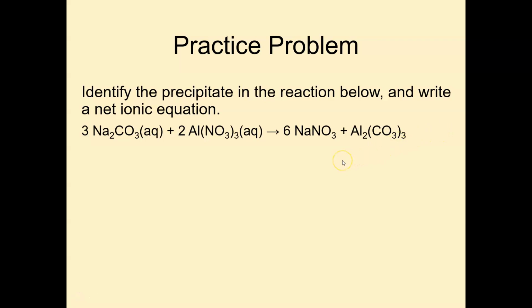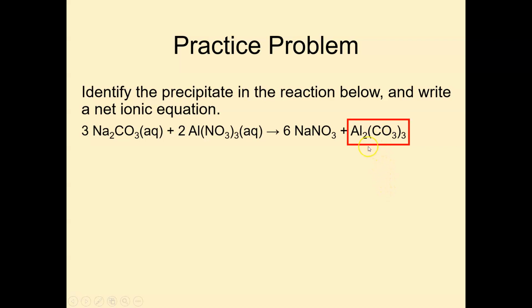Okay, let's see how we did. So the first thing to do is to identify the precipitate. We're going to look at our two products here, sodium nitrate and aluminum carbonate. Sodium nitrate is soluble because of both rules 1 and 2. It contains sodium and nitrate, which are always soluble. Aluminum carbonate: one of the rules taught us that carbonates are not soluble in water unless the cation is ammonium or a group 1 metal, which is not the case with aluminum, and therefore aluminum carbonate is our precipitate.